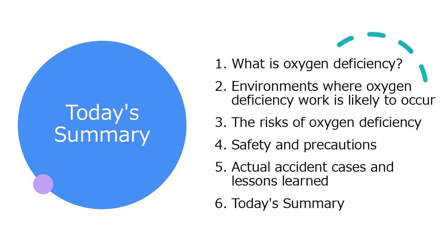Let's look back at some of the important points we learned today. We explained what oxygen deficiency is and where it is most likely to occur. Next, you understood that the risk of being affected is very high, as well as the countermeasures and prevention. Finally, actual cases of accidents and emergency response procedures were explained. Those who wish to learn more about oxygen deficiency diseases should take advantage of the safety and health workshops. In the next video, we will explain selecting appropriate protective equipment.